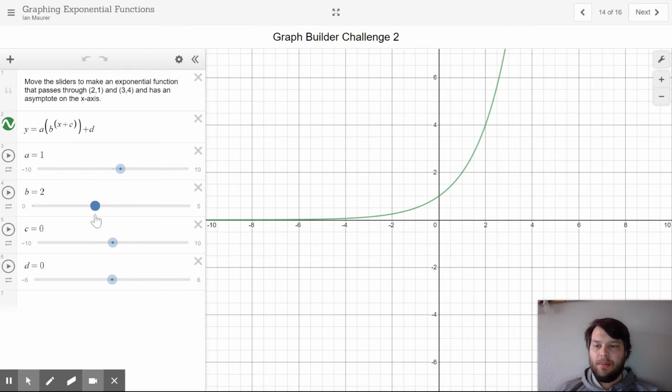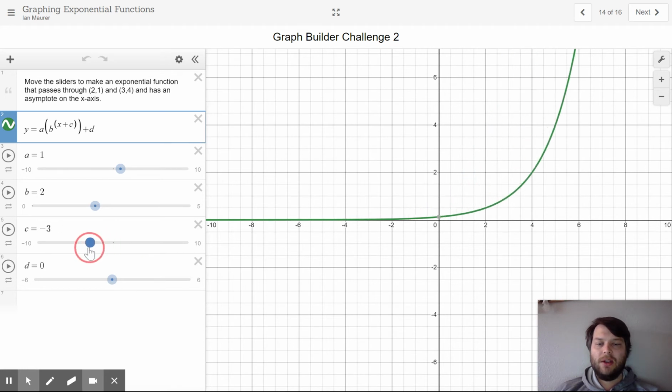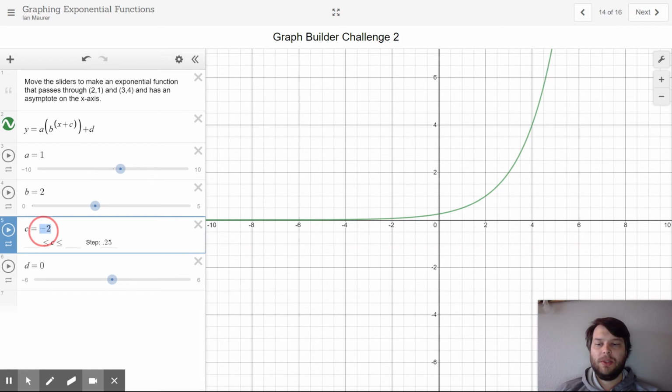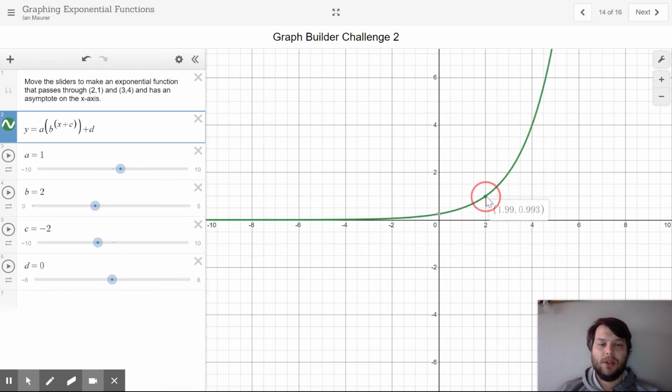I'm going to try to adjust this C value. Right now we're going through (0, 1), and I think the C value moves it left or right. If I put it right there, you see C equals -2. That's representing that I took 2 steps to the right. So now it goes through (2, 1). Does it go through (3, 4)? No, it goes through (4, 4).